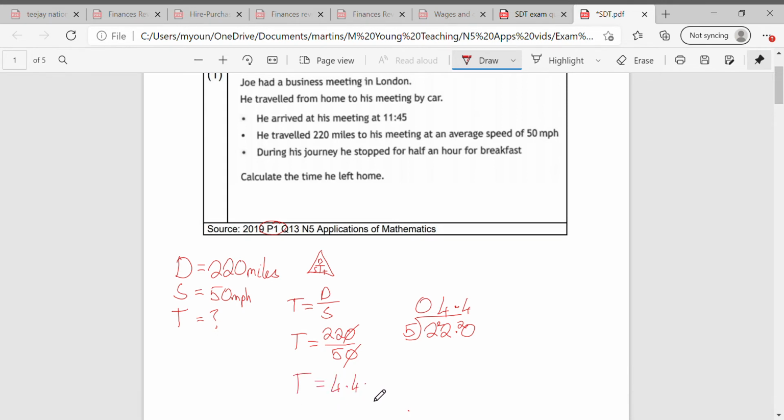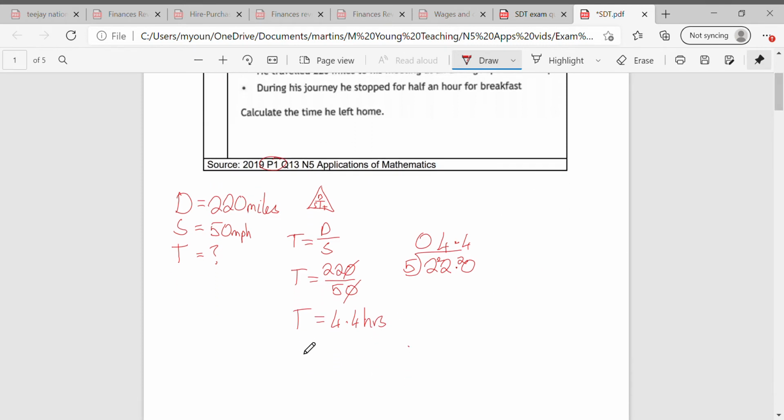Right, 4.4 hours isn't really any use to us when we're trying to do time interval questions. What I want is to get that into hours and minutes. This 4 here is a whole number, so that's just hours already. What we need to convert is this 0.4 part. In 1 hour there's 60 minutes, so we're going to times by 60 to go into minutes. 0.4 times 60, well, times it by 10 would be 4. Then I'm just times it by 6. So that's 24 minutes. So it's 4 hours and 24 minutes.